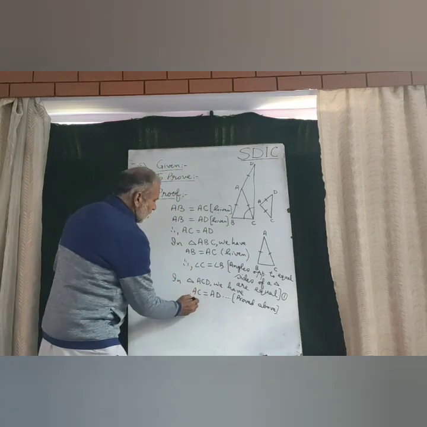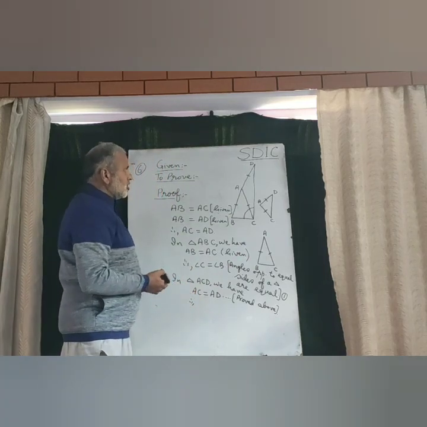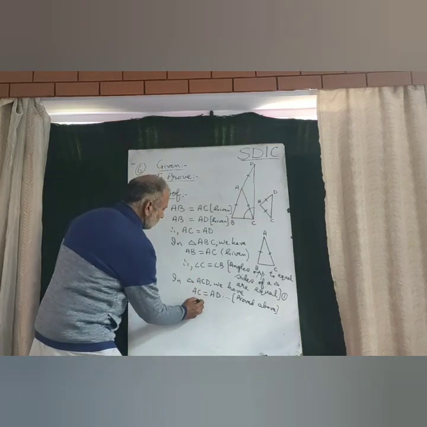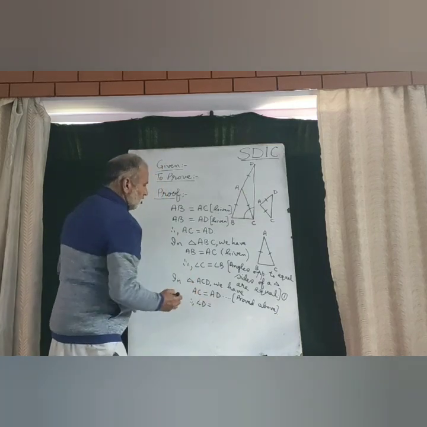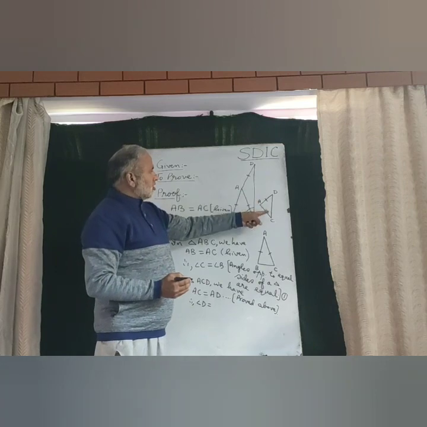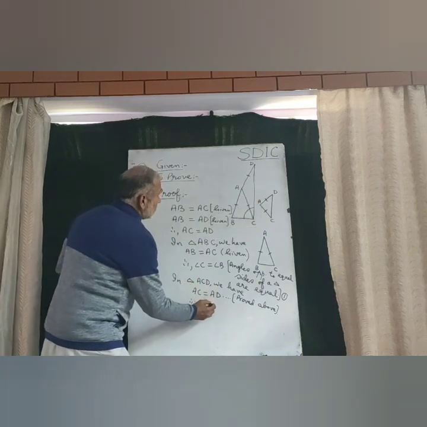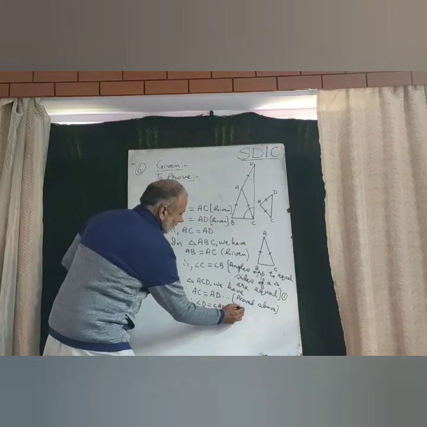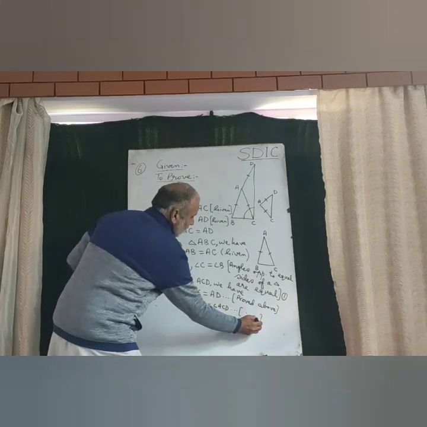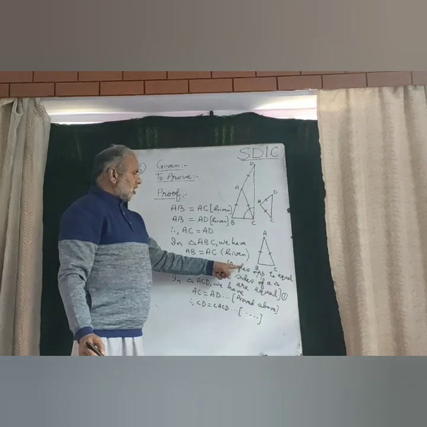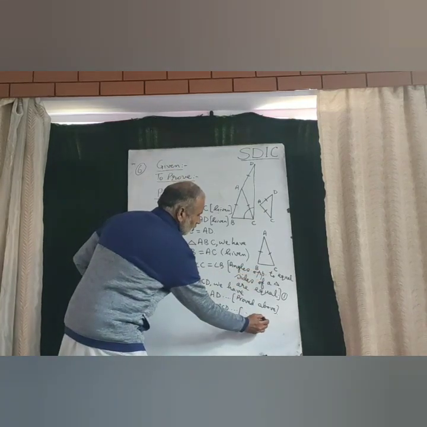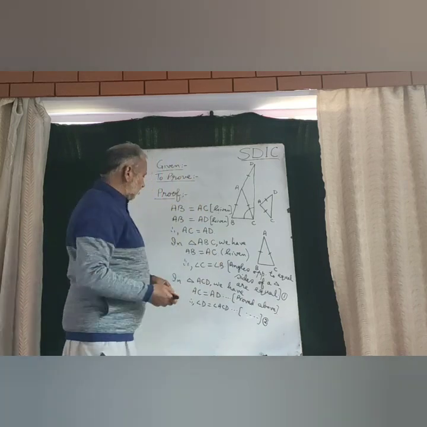And then the result will be opposite angles will be equal. Opposite angle of AC is angle D, is equal to opposite angle of AD is angle ACD. The reason is same as you have written earlier. Angles opposite to equal sides of a triangle are equal. You will mark this as second.